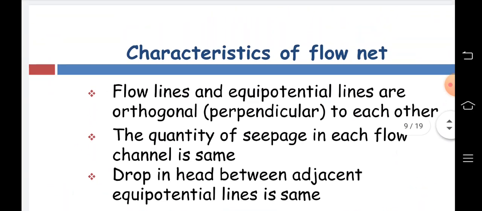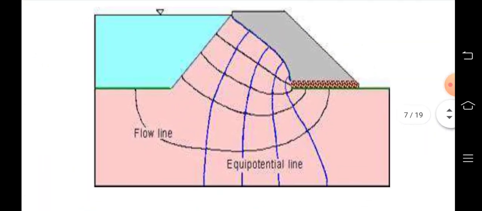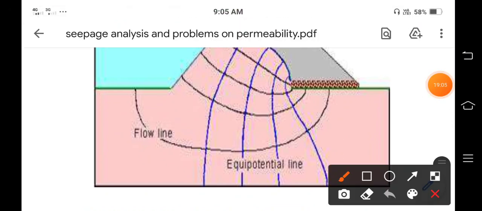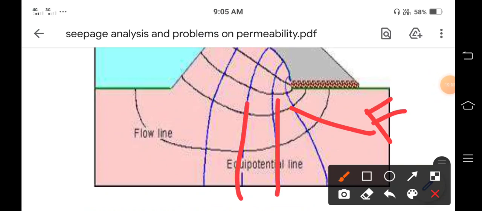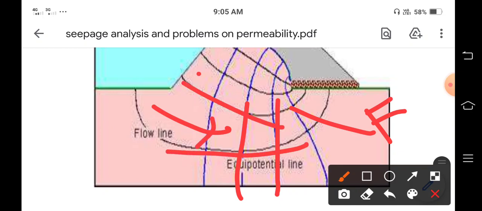Okay, so next, if you want to see what the flow lines and the equipotential lines are, these are clearly shown. These are the flow lines and these are the equipotential lines. So this is a flow channel. These are the flow channels, because these are all shown in black color. These are the flow lines.